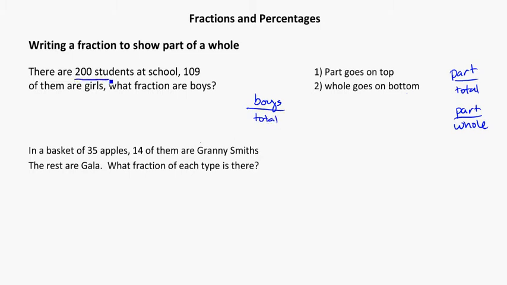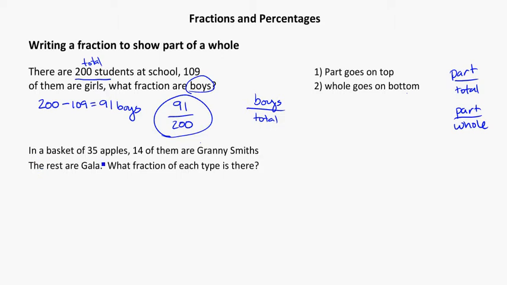So here I see that there are 200 students, so I know that this is going to be my total. And here I've got boys, but I don't know how many because I was given girls as my number here. But if 109 out of 200 of them are girls, how many would that be for boys then? To figure this out, we can go 200 minus 109, and that's going to give us 91. So we know there's 91 boys and 109 girls, so I can write my fraction as 91 out of 200, the part over the total. 91 boys out of 200 total students, and that becomes our answer.